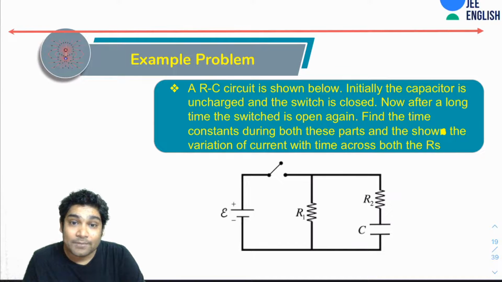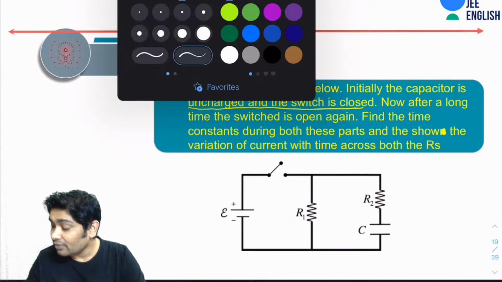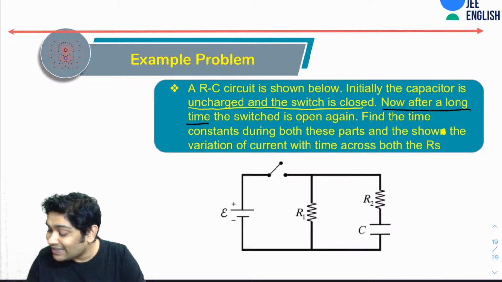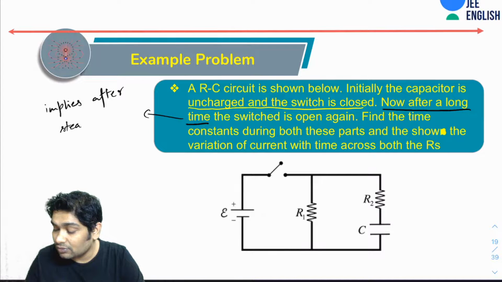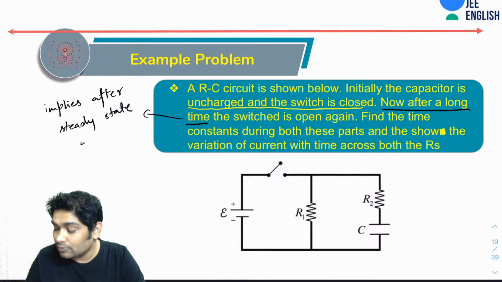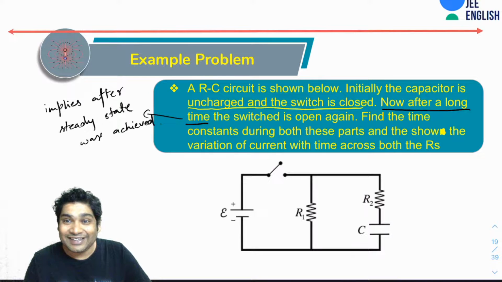So let's see what is happening. Initially the switch is closed. Initially the capacitor is uncharged and the switch is closed. So please pay attention to the initial conditions. This is what your initial condition is. Now it says after a long time. So what does that mean, after a long time? It implies after steady state was achieved. So whenever it says after a long time, you will assume that the steady state was achieved. Okay, so how do we find the charging constant and discharging constant?